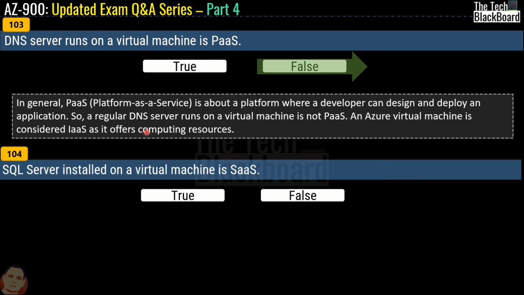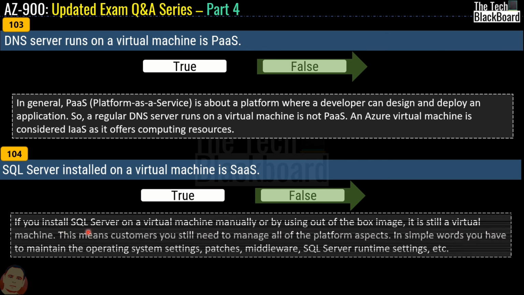Moving on with question number 104. This one says SQL Server installed on a virtual machine is a SaaS or software as a service. The correct answer of this question is false. And the reason is that if you install SQL Server on a virtual machine manually or by using out-of-the-box image, it is still a virtual machine. And as I just mentioned, virtual machine is considered as infrastructure as a service. So this means that as a customer, you still need to manage all the platform aspects. In simple words, you have to maintain the operating system settings, patches, middleware, and SQL Server runtime settings. And that's why this is not a software as a service.